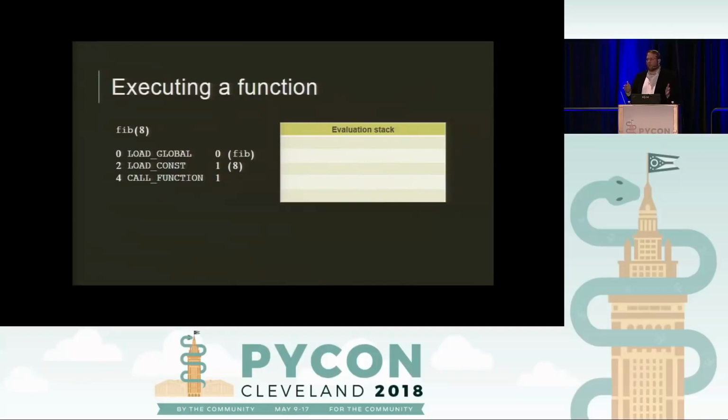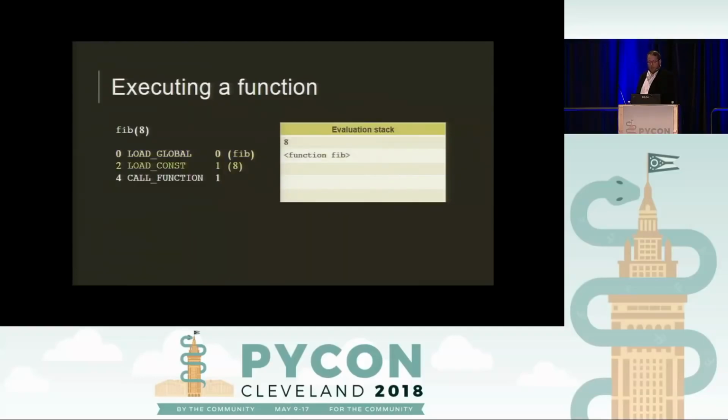We start this, we've got an empty evaluation stack. So we get to our first instruction, load global. We're going to load the global name fib, which is our Fibonacci function. This is what's going to go look in that co_names tuple, that tuple of non-local names. It's going to look up that function, push the function object on top of our evaluation stack.